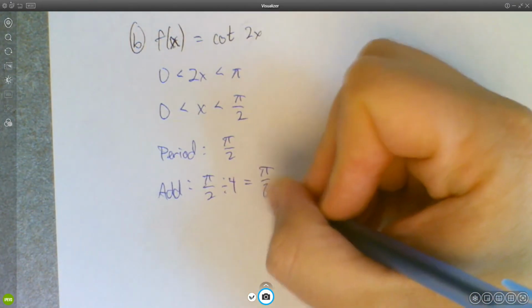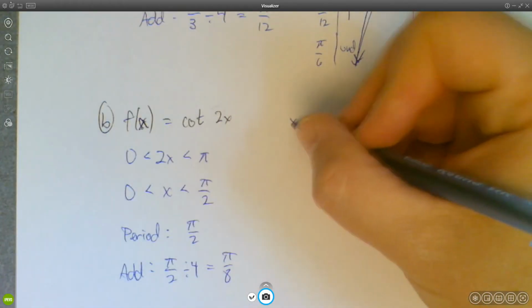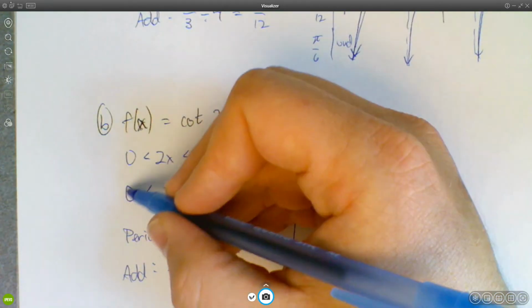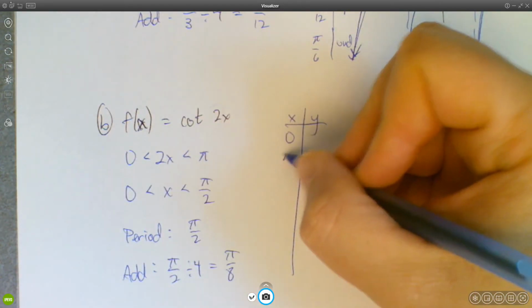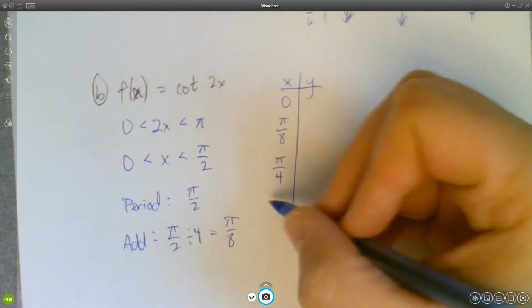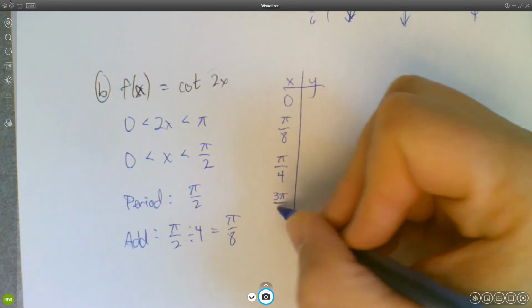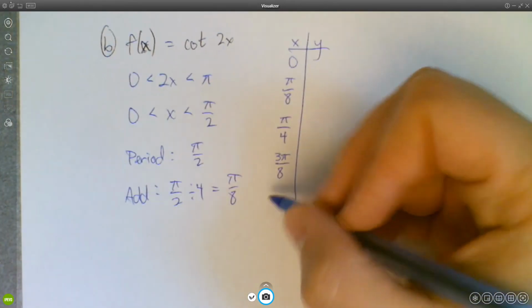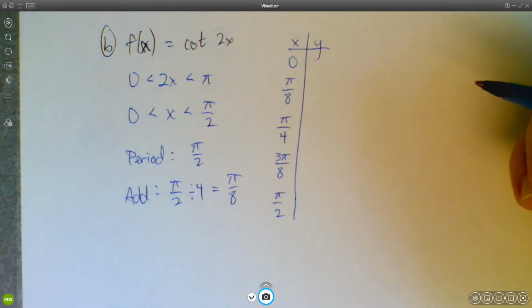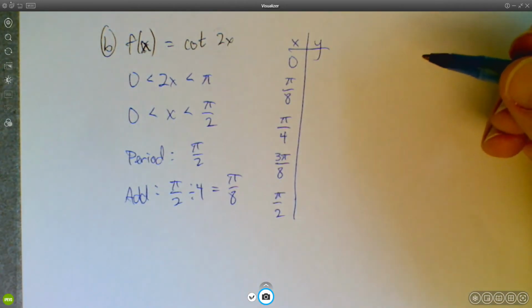To tell us how much to add. So we're going to add pi over 8. So starting at 0, I'm going to add pi over 8, and again, and again, and again. 4 pi over 8 is pi over 2. Okay.